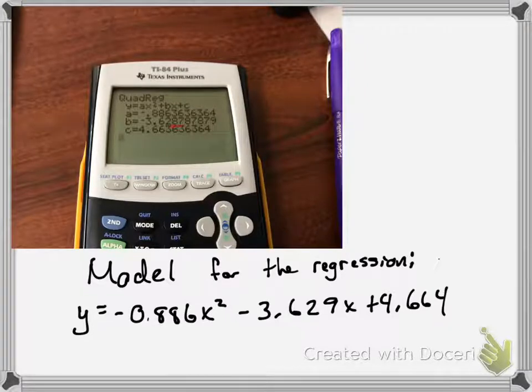And when we're going to the third decimal place, we can see, well, on the negative 0.886, the 3 is not going to cause it to round up. But on B, negative 3.6287, the 7 will cause the 8 to round up to a 9. And so we always want to make it as accurate as possible. So make sure you're rounding correctly. But overall, that's how you make a regression feature.